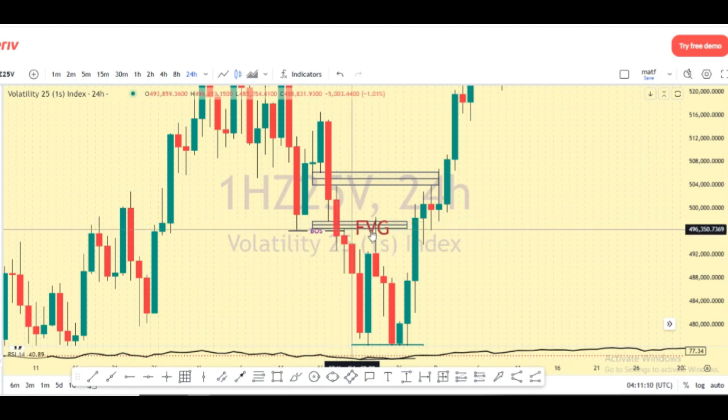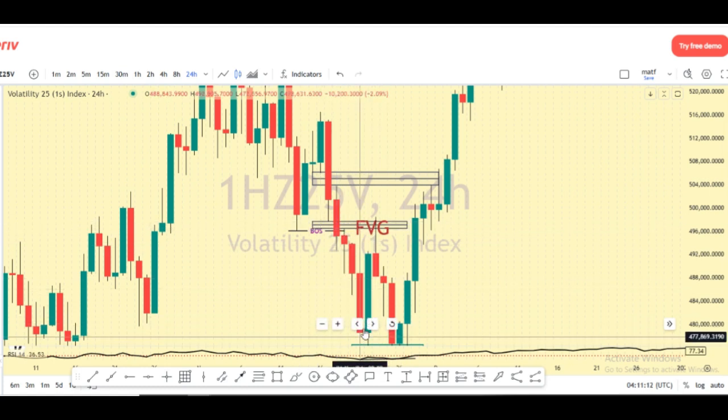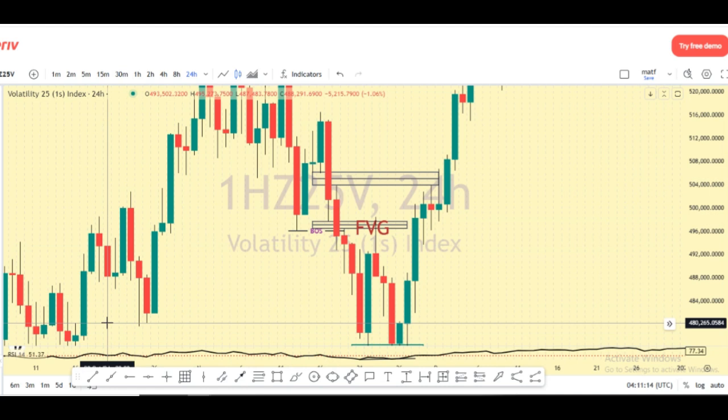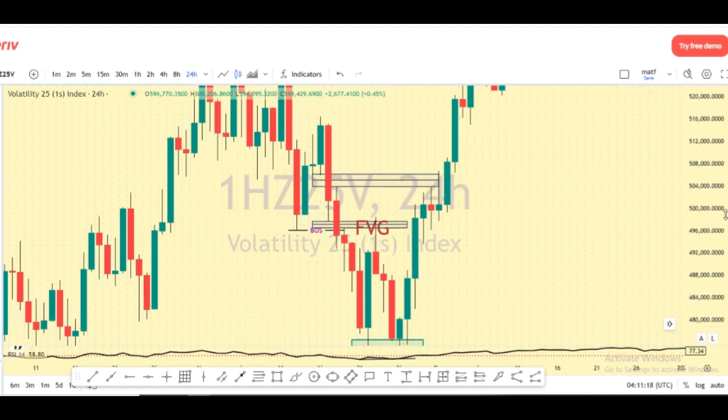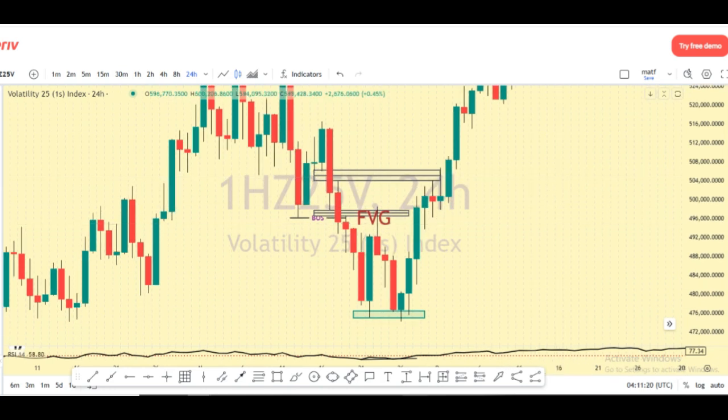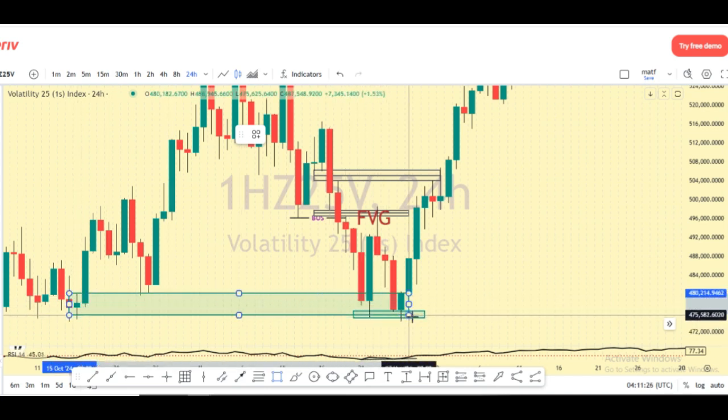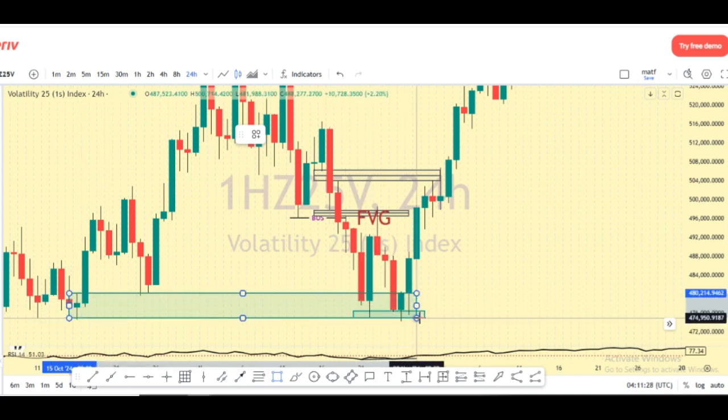So now price left this gap. See what happened when this candle retraced back from this level. This is also a support zone. This is an order that was left behind. This is a support zone left behind. You see the order now. Price came to fill it back.